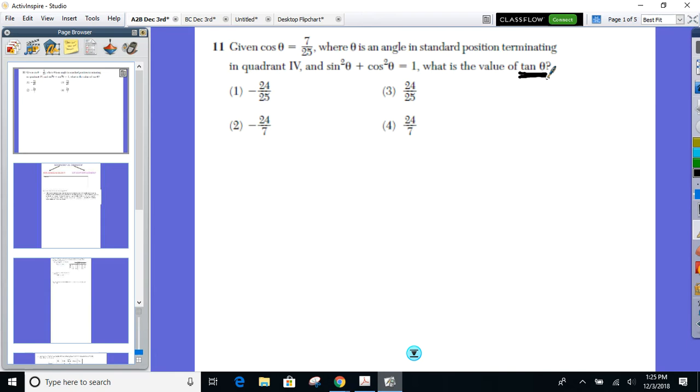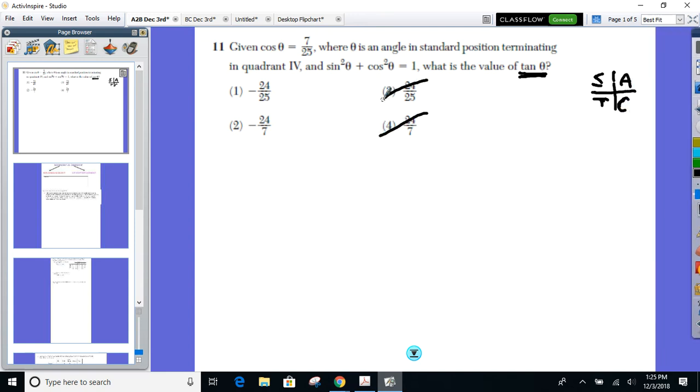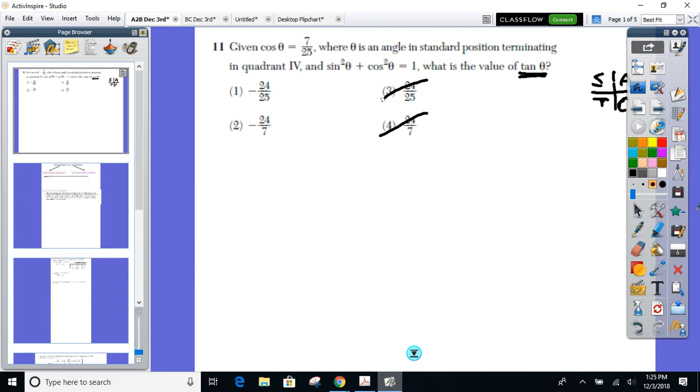I'm asking you to find tangent in what quadrant? 4. Little all students take classes. So what do I know about tangent in the 4th? It is negative, so goodbye choices 3 and 4. 50-50 shot now. We're not guessing, absolutely not. And again, if it's not multiple choice, we've got to know how to do it all out.